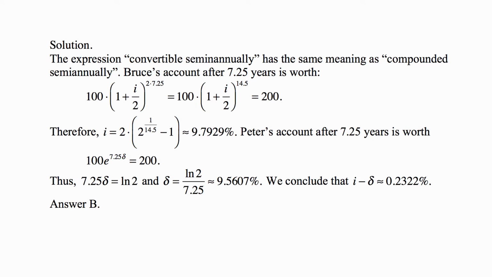That would make it e to the 7.25 delta equals 2. And now take the natural logarithm of both sides. That means that 7.25 delta is equal to the natural logarithm of 2. So that delta is equal to the natural logarithm of 2 divided by 7.25, and that ends up being 9.5607% approximately. And the difference of the two, we just subtracted the two values that we found, is about 0.322%, and that's answer B.